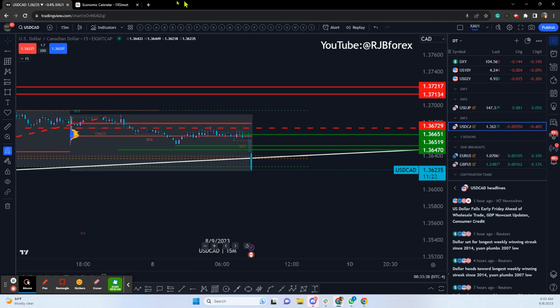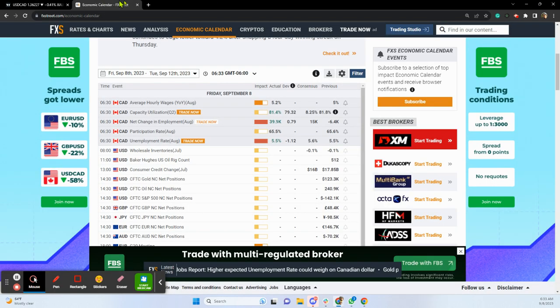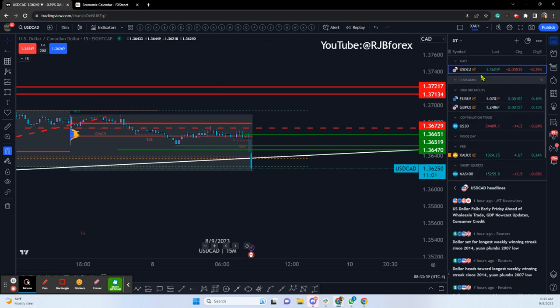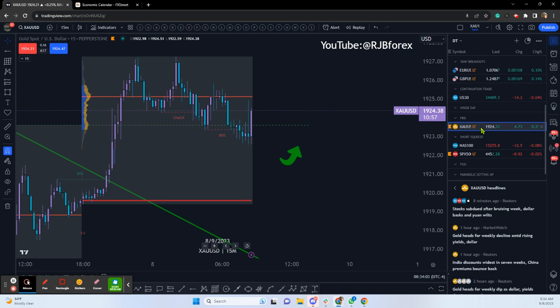I mean, how was that data? Was it particularly bullish? Absolutely. Well, it was, wasn't it? It was bullish for the Canadian dollar, without a doubt. So, moving on to a quick glance at gold.